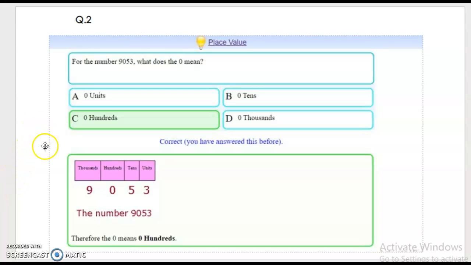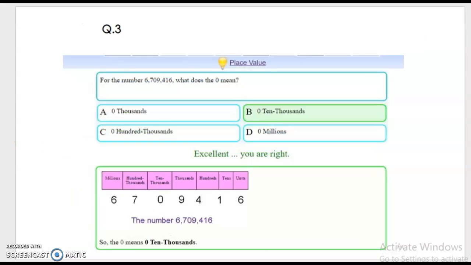Like this, see this question and answer these questions. So here 0 means 0 hundreds. Next question, for the number 6709416, what does the 0 mean? See A, B, C, D. Again it has some answer. Here 0 means 0 ten thousands because 0 comes under 10,000.